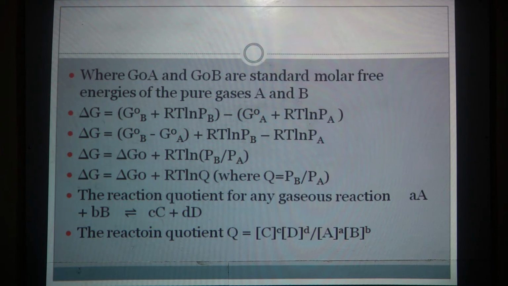Therefore, delta G is equal to delta G0 plus RT ln Pb upon Pa, and therefore delta G is equal to delta G0 plus RT ln Q, where Q is Pb upon Pa. The reaction quotient for any gaseous reaction aA plus bB gives you cC plus dD. The reaction quotient Q is equal to C raised to c, D raised to d, divided by A raised to a, B raised to b.